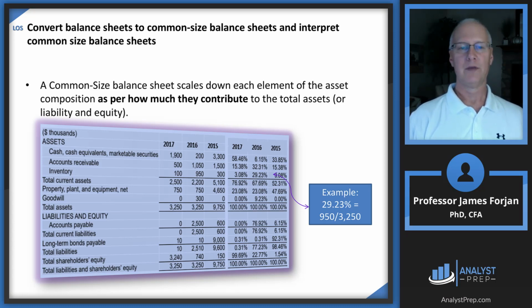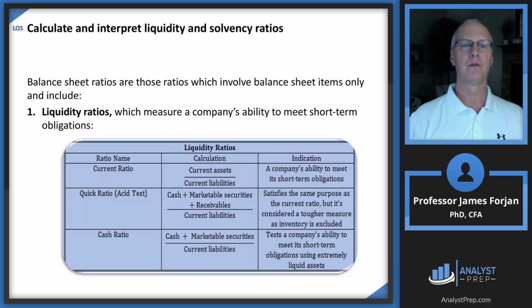If you're taking a look at someone like Nike, which we've had in a couple of slides and in a couple of the different slide decks, and someone like Under Armour, if you want to compare sneaker companies or athletic apparel companies, then the common size balance sheet and income statement helps in that regard.